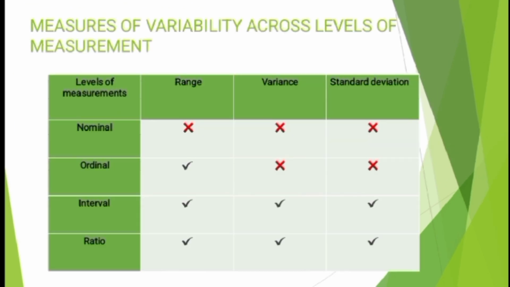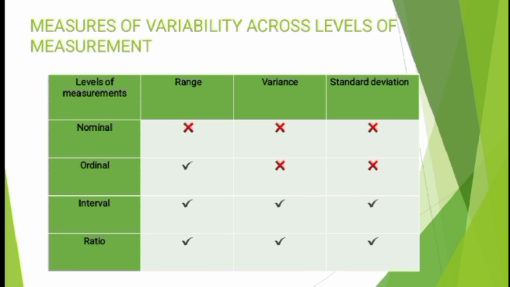So now let's talk about whether the levels of measurement are applicable in measures of variability. In levels of measurement, we have nominal, ordinal, interval, and ratio. In measures of variability, we have the range, variance, and standard deviation. First is nominal. In nominal, you can only count frequencies in categories. Arithmetic operations like subtraction or calculating distance from a mean are meaningless.